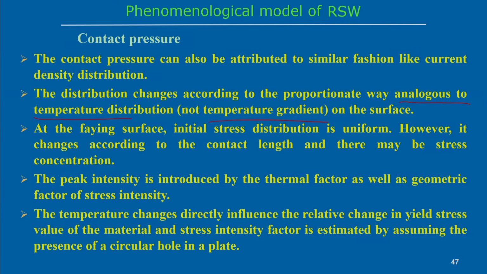At the faying surface, the initial stress distribution is uniform, assuming the initial stress is uniform. However, it changes according to the contact length, and stress concentration may also happen, which is associated with the welding process also. Over a period of time, when there is a change in the contact length between these two workpieces, stress concentration may happen. So, the peak intensity value can be introduced by the thermal factor as well as the geometric factor of the stress intensity.